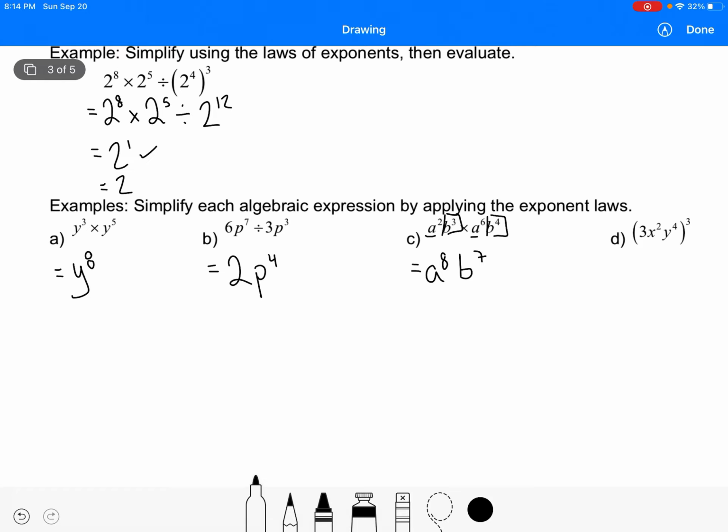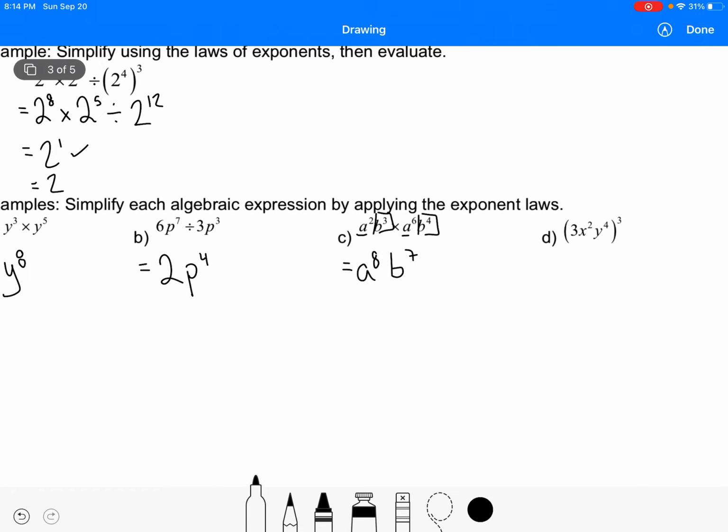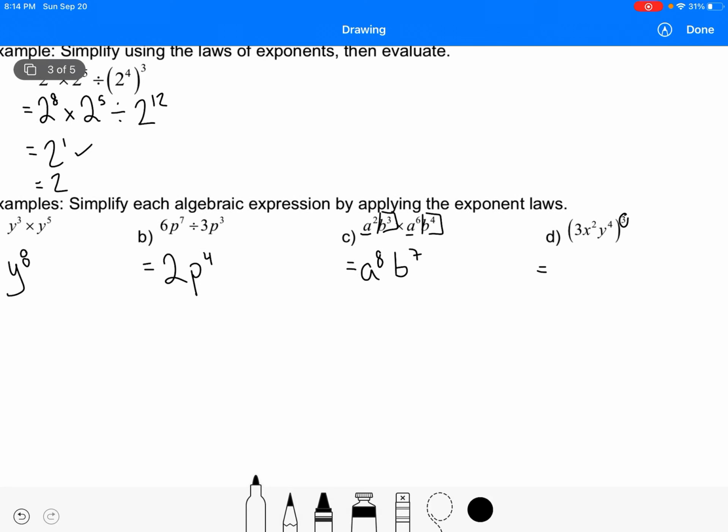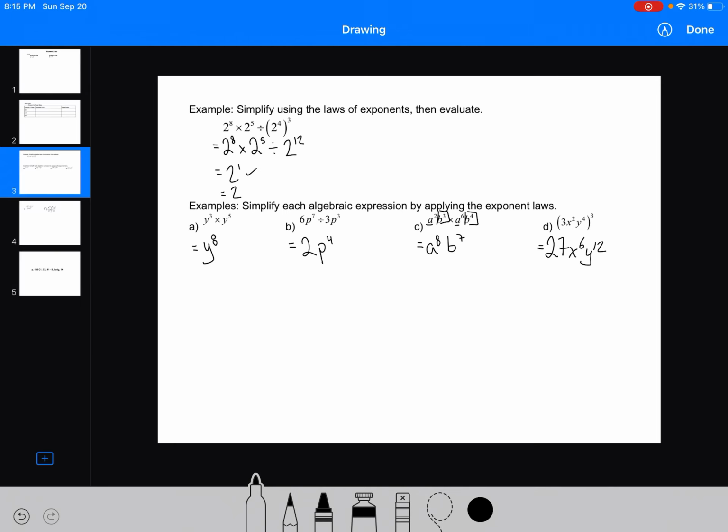Okay, here, this is a big mistake that people make. So you gotta make sure that this 3 goes to everything. It's gonna go to the 3, it's gonna go to the x, and it's gonna go to the y. Okay, now I'm gonna erase those arrows. 3 to the 3 is 3 times 3 times 3. So that's 27. That's the thing that most people miss. A lot of people actually get x to the 6, y to the 12, but they miss that 3 to the 3 at the start. Don't forget, it applies to everything in the brackets.